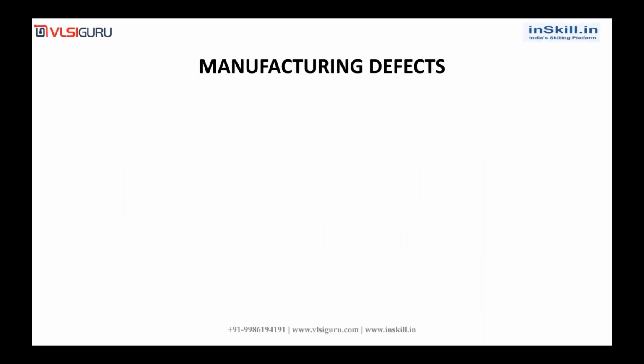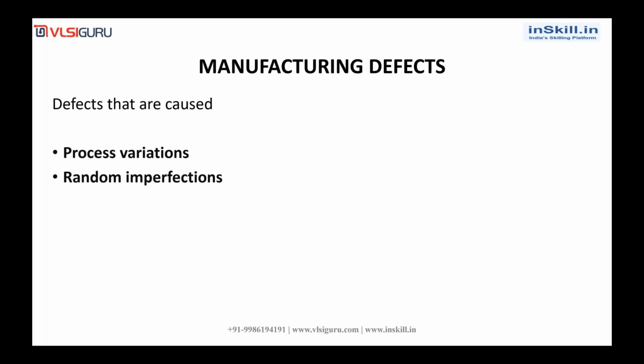So what are manufacturing defects? Manufacturing defects are the defects caused due to process variations and random imperfections. Process variation means slight variation in transistor channel length, metal interconnect width and thickness. All those things can impact the logical and timing performance. And random imperfections means things like unintentional shorts and unintentional opens.